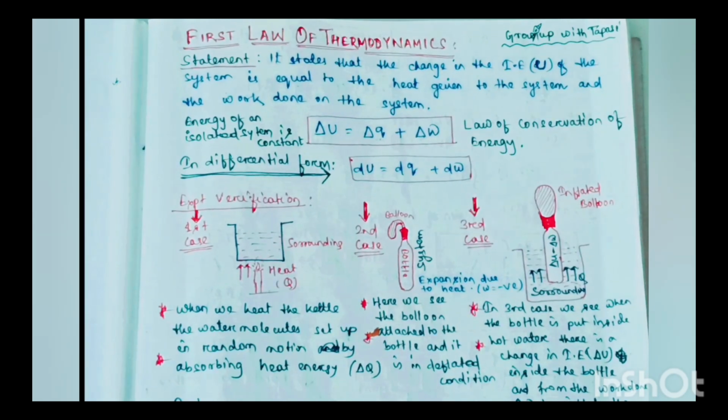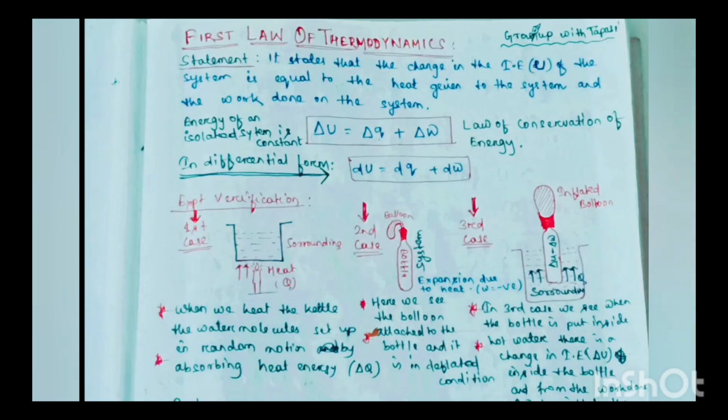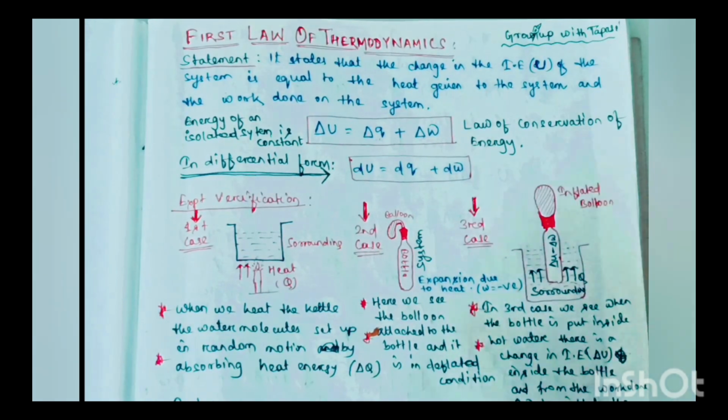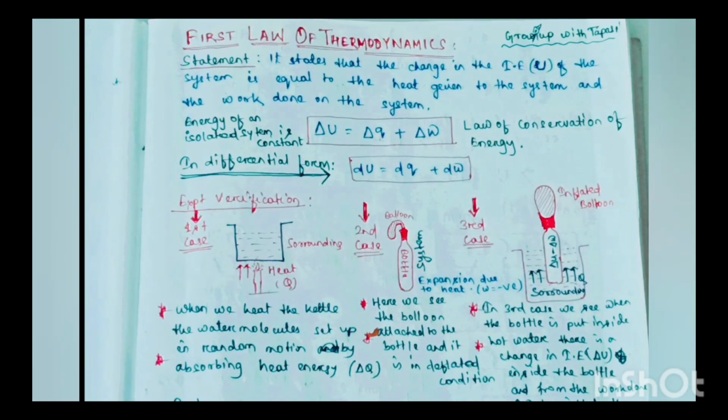So the first law of thermodynamics is otherwise known as the law of conservation of energy, which says that energy can neither be created nor be destroyed. What can it do? It can change its form. From one form to another form it can change. So today I will explain this first law of thermodynamics with a best example so that it will be easier for you to understand. Okay.